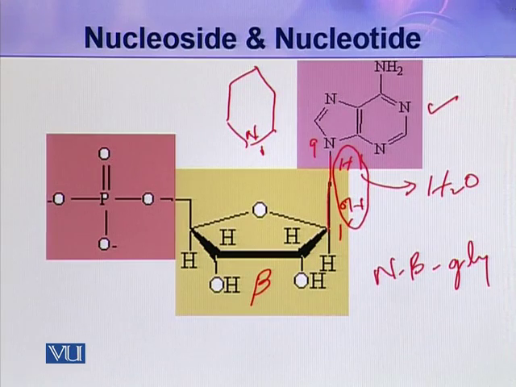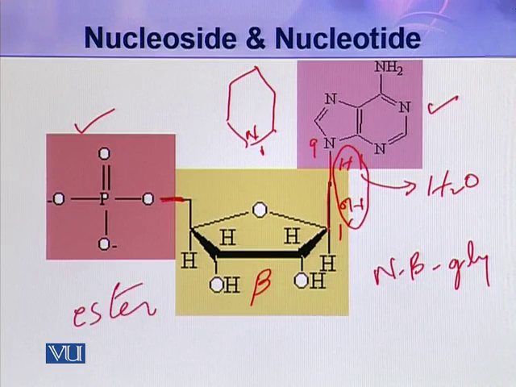Now come to the phosphoric acid. How is this phosphate group attached with this pentose sugar? So, you can see this linkage. This linkage is called an ester linkage. How is this ester formed? Ester is formed when a phosphoric acid or any other organic acid is attached with a hydroxyl or alcohol.